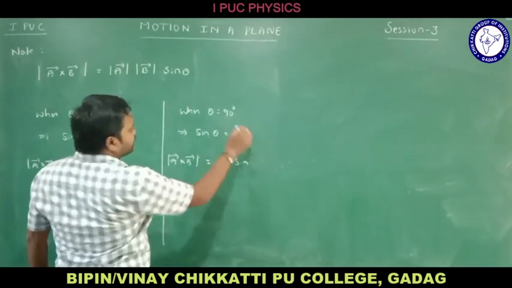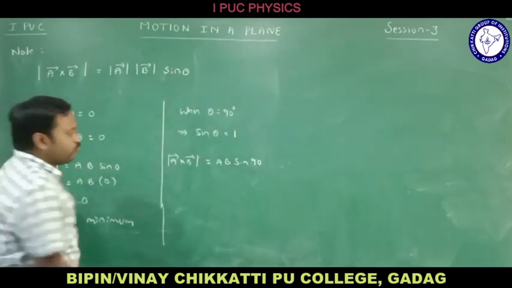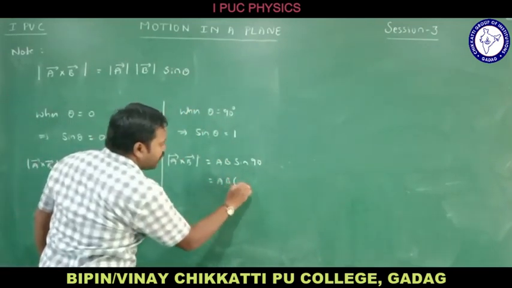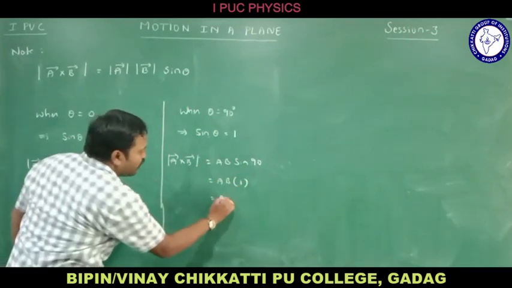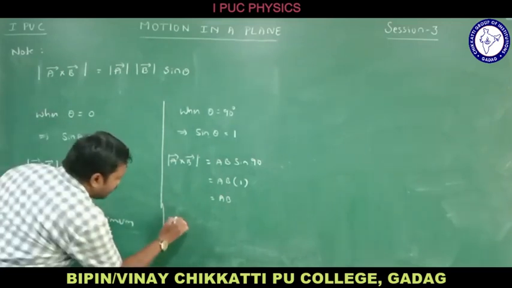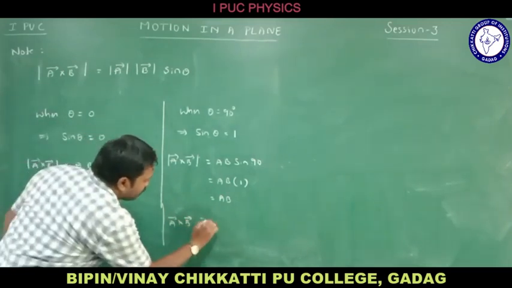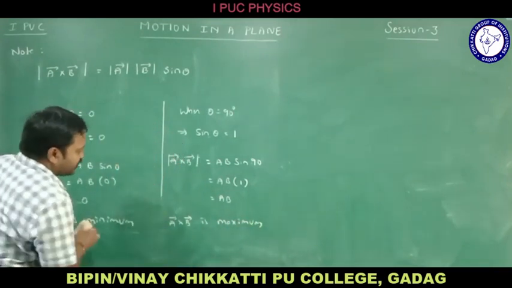What shall I take now here? Sin theta, theta is equal to 90, I am taking, right? This is A, this is B. What is sin 90? 1 now here, right? If sin 90 is 1, what do I get? AB, and that is the maximum value, right? So shall I say like this? A cross B is what we say now here? Maximum, right? So I am not considering the direction here.